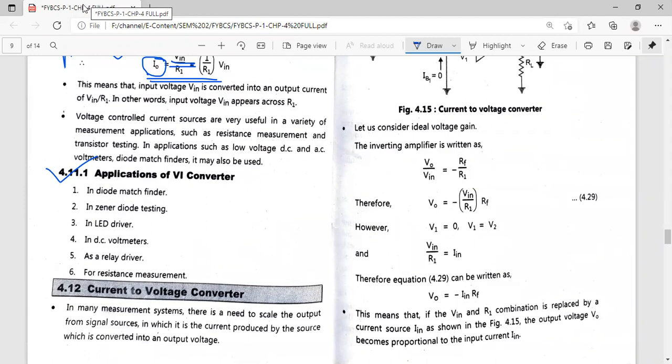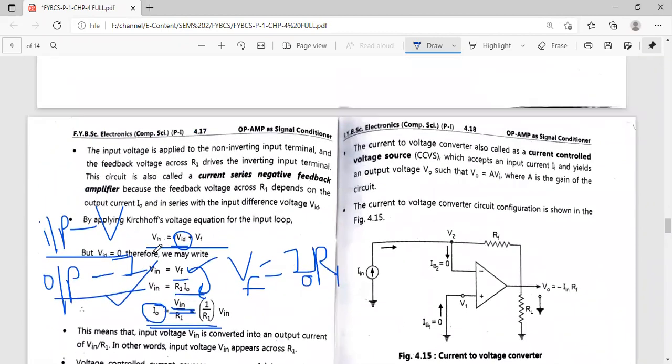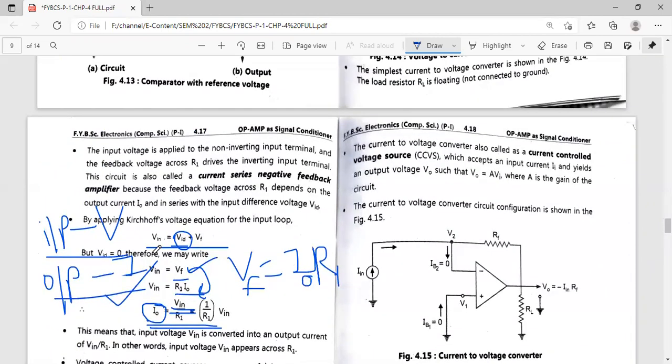Now the next step we have is current to voltage. Here we have seen voltage to current. Now it is current to voltage, the reverse process. And how to achieve that reverse, we are going to study here. In many measurement systems, there is a need to scale the output from a signal source, in which the current produced by the source is converted into output voltage. So many a time it is required that we want to convert the current into its equivalent voltage. The current to voltage converter is also called a current controlled voltage source. Now see this.